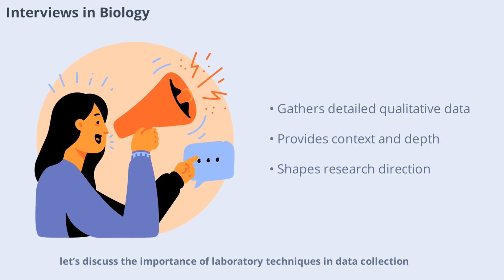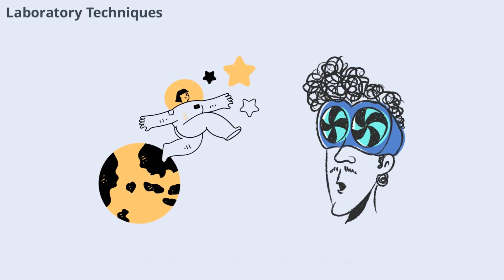Now, let's discuss the importance of laboratory techniques in data collection. Laboratory techniques are essential for collecting precise and controlled data in biological research. These methods include everything from microscopy and DNA analysis to chemical assays and cell culture. Laboratories provide a controlled environment where variables can be carefully managed, allowing for accurate measurement and repeatability. Advanced equipment and standardized protocols ensure that data is reliable and comparable across studies.